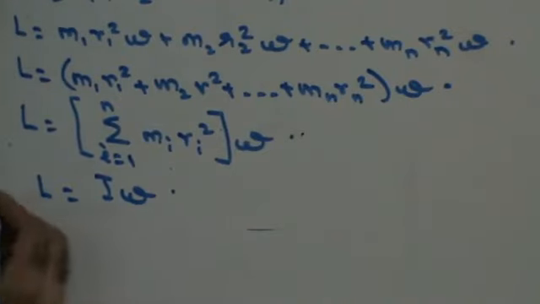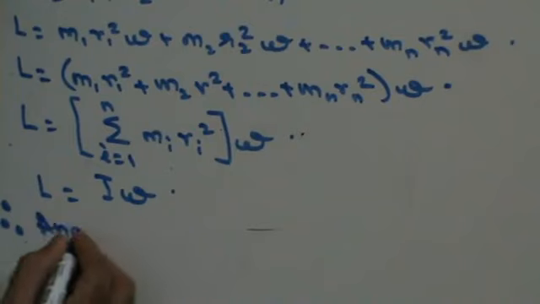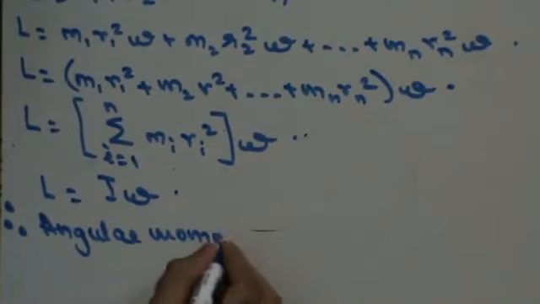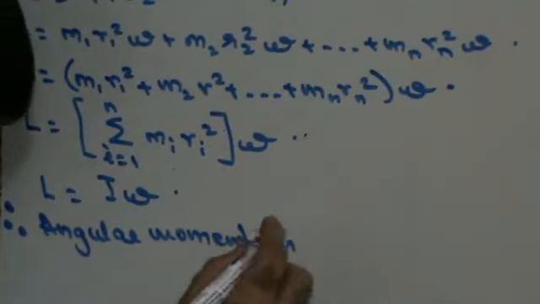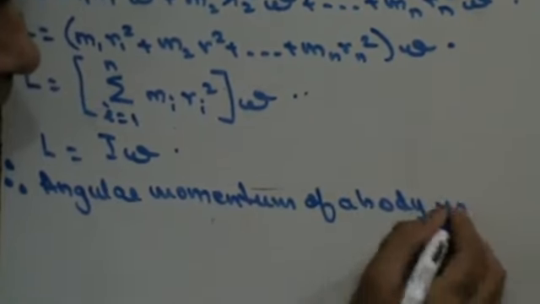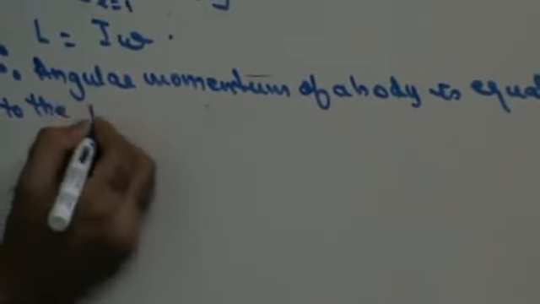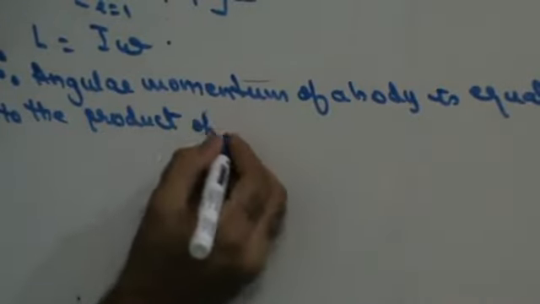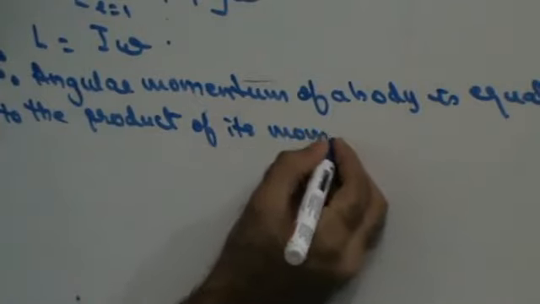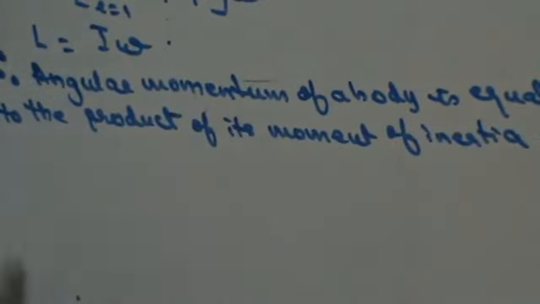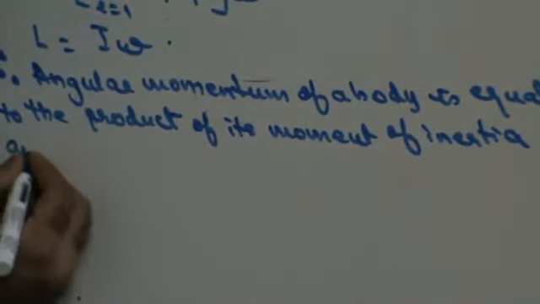So I can say therefore that the angular momentum of a body is equal to the product of its moment of inertia and angular velocity.